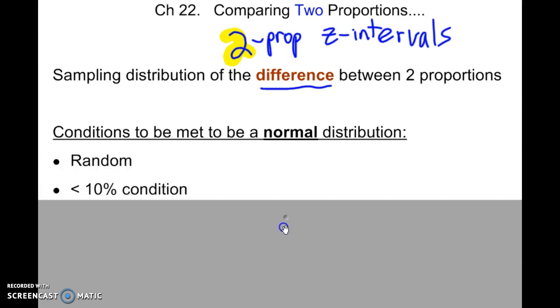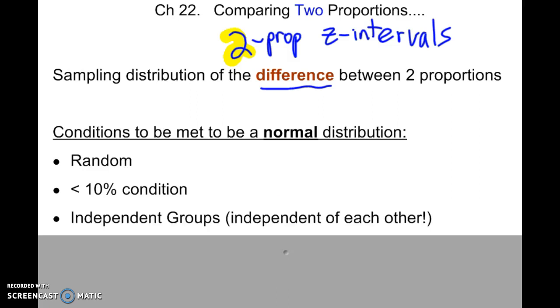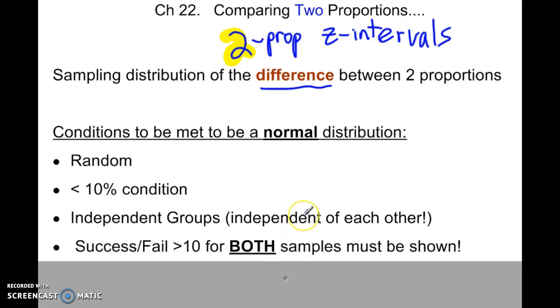First one should look familiar. So should the second one. Those are the same conditions we've used. Now this condition is a little bit new. We've had the independence assumption, but it is important to think about it: we have two proportions we're taking, maybe men and women. Are they really independent of each other? Just check that off if it's the case.